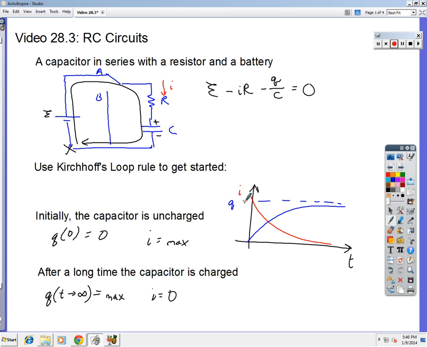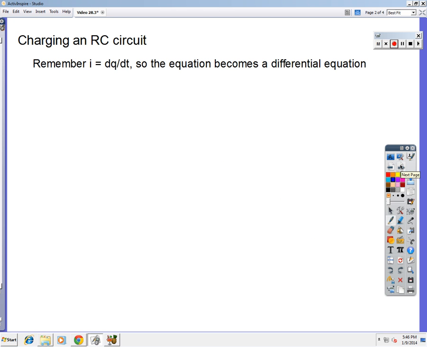We're actually going to solve the equation and get Q as a function of time on the next slide, like right now. I'm going to write down the equation again that we're using, which is EMF minus IR minus Q over C equals 0. The first thing we'll notice is that I, the current, is equal to the rate of change of the charge, so it's dQ/dt.